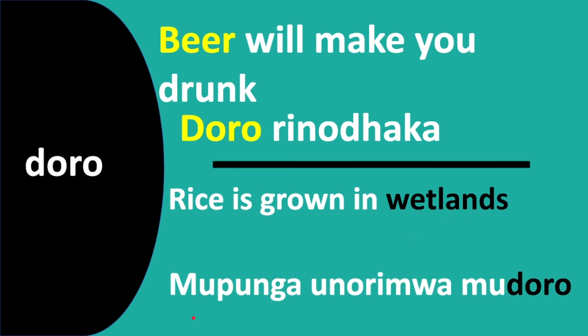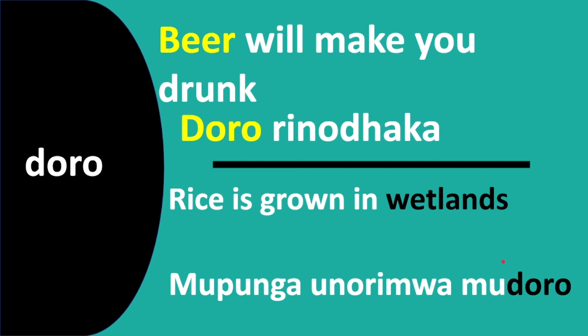On the other hand, rice is grown in wetlands. In Shona, that becomes mupunga unorimwa mudoro. Rice in Shona is mupunga, is grown, unorimwa, in wetlands, mudoro. In is this prefix mu. Doro rinodhaka. Mupunga unorimwa mudoro. I hope you get it.